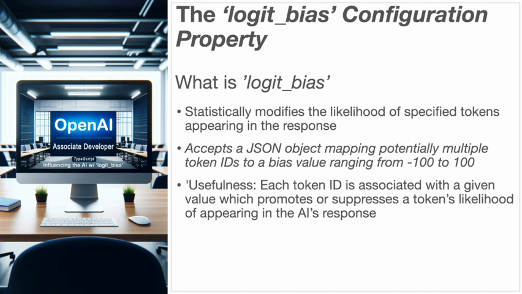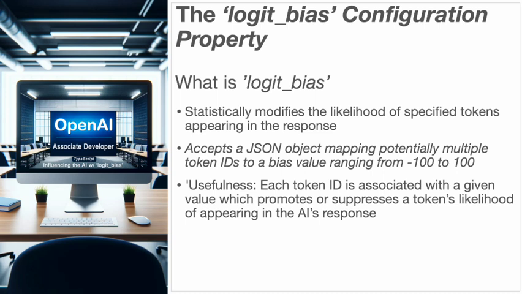Positive values increase the likelihood of the token being selected. Negative values decrease the likelihood of the token being selected. Extreme values, 100 or -100, can force the token to be selected or banned entirely.